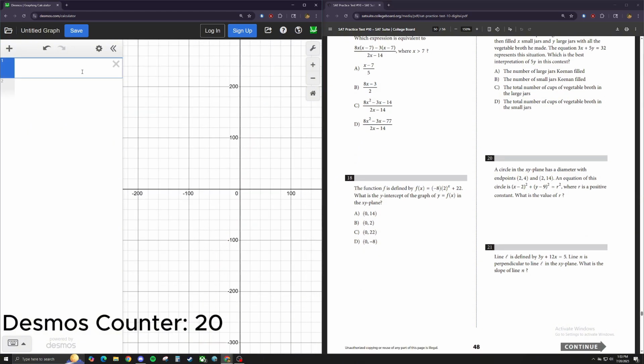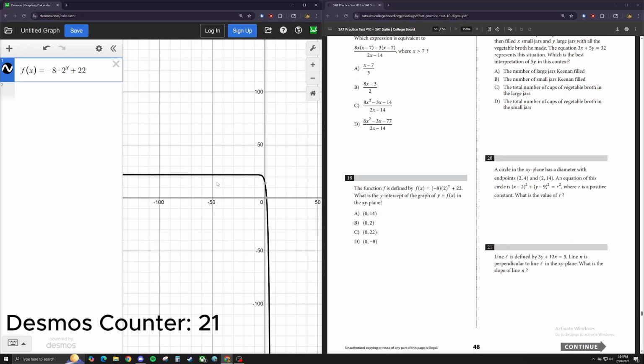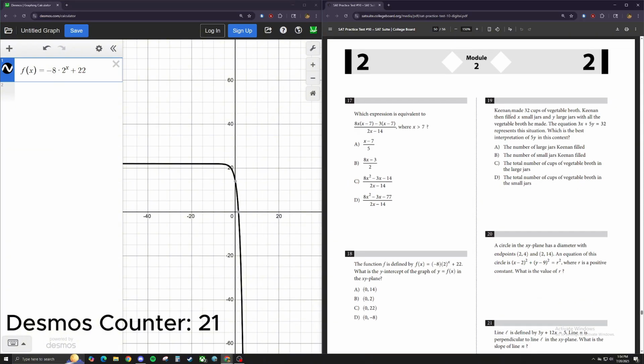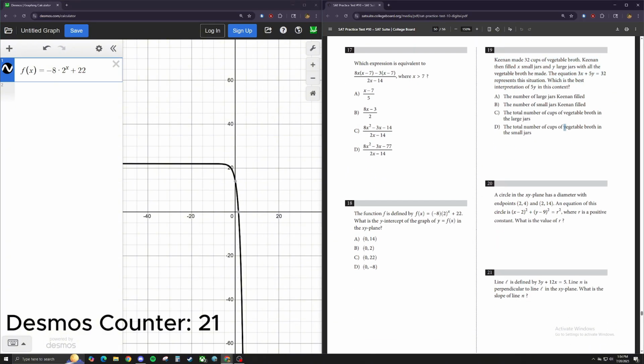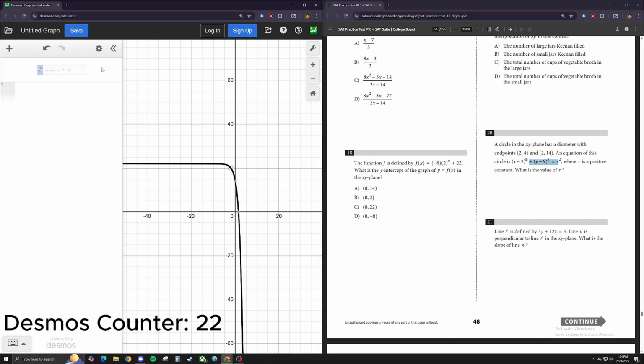18, the function, again, Desmos does functions great. F of x equal to negative 8 times 2 to the x power plus 22. What is the y-intercept of the graph? Well, the y-intercept is when you have 0 on the x, so 0, 14. A. This one is just, can you interpret this graph? Desmos will help you there. A circle has these points. Okay, yeah, Desmos does circles.